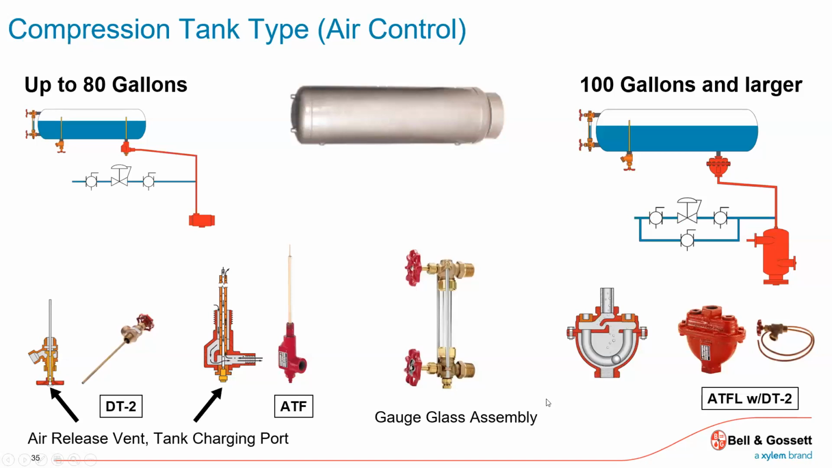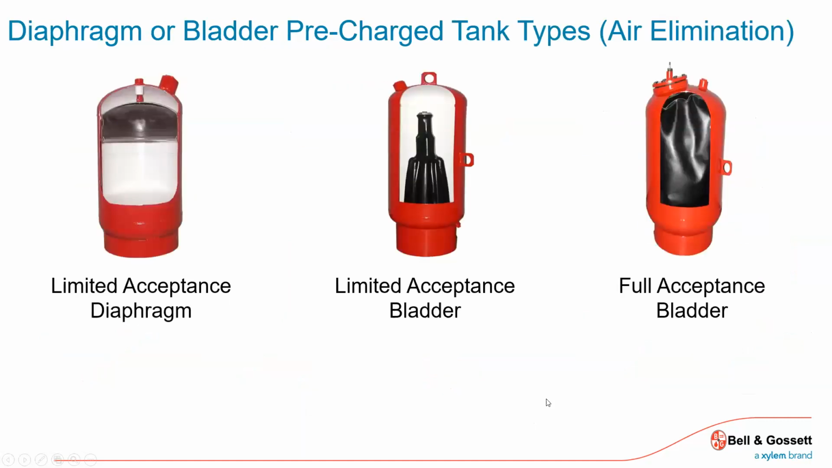These are some of the components that would have been needed years ago with the old air control tanks. You really had to dot your i's and cross your t's. It would work, but there's so much to it, and it's so finicky that the industry moved away from this, many years ago, and went to this type of diaphragm or bladder tank.